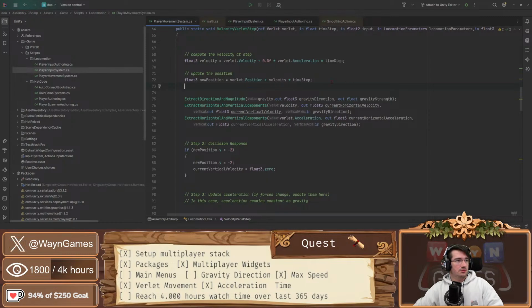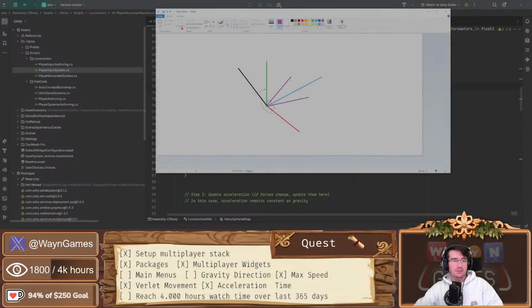Trying to draw it. Let's say this is the timeline. I'm not straight. Okay, that's straight. So we start here.